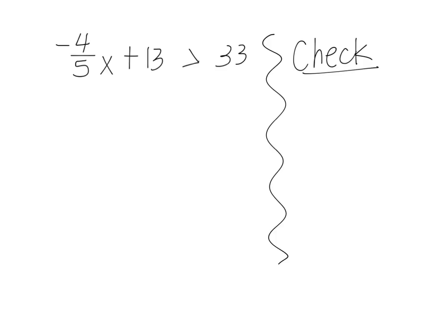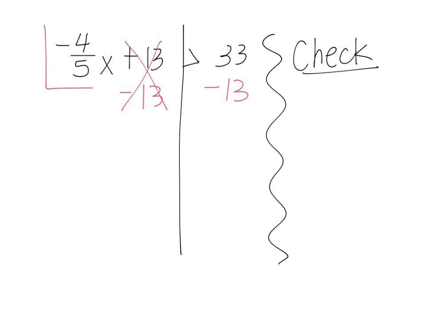So again, first step, draw your great divide. Get rid of your integer first. Remember, don't deal with that x until later. I have minus 13. Let me change my color so you can see my steps. Minus 13 on both sides. The 13s cancel each other out. I bring everything that is left over. That includes the negative, the fraction, and the x. Negative 4/5 x is greater than 33 minus 13 is 20.